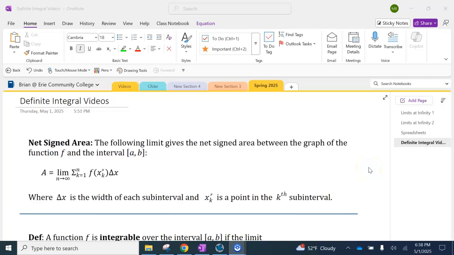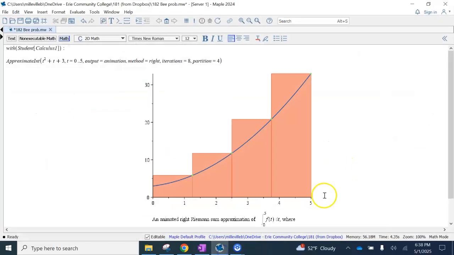Hello, in this video we're going to get into some of the details of how to compute the net signed area between the graph of a function and the interval it's defined over, which is related to the definite integral, using the limit definition. So we've got the net signed area definition on the screen here. I'm just going to quickly go over to the animation we've seen in class before using Maple.